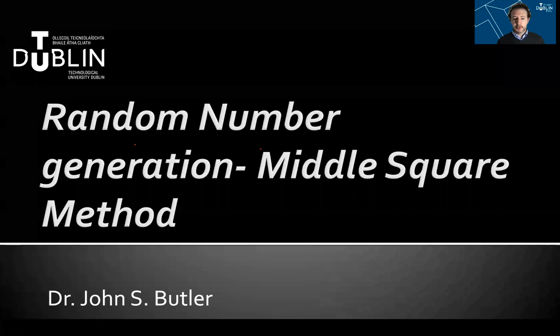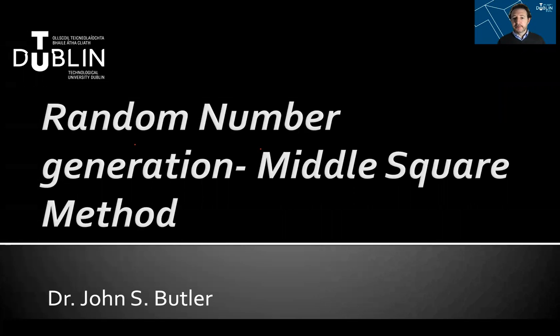In this lecture, I'm going to talk about the middle square method. It's the first of our random number generation methods. It's not a good method, but it's a start.